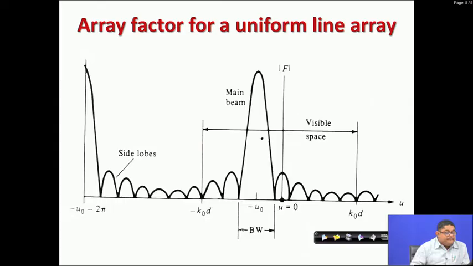Now, here you will see that we have plotted versus u, but we will see that not all values of u are physical values. And the important thing to note from here is that the peak comes at a point where u is equal to minus u naught.